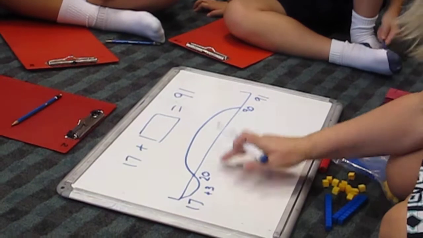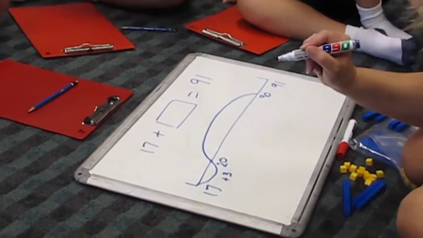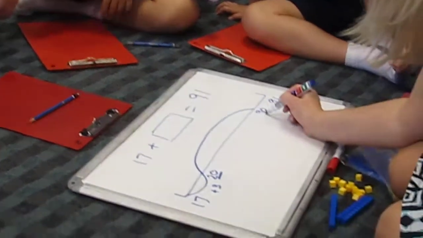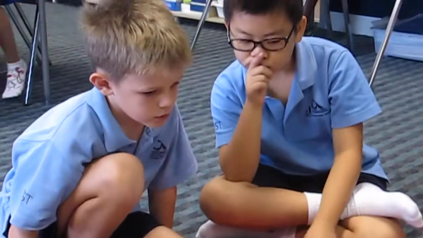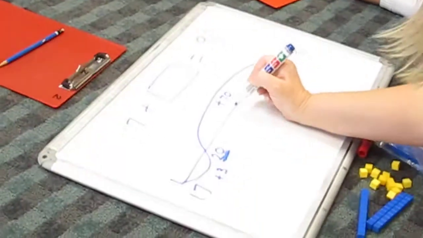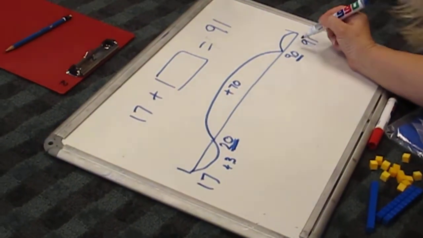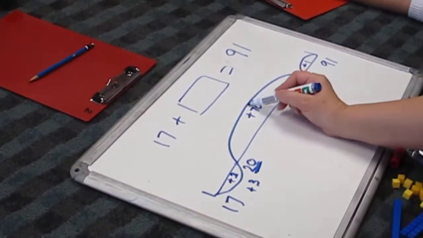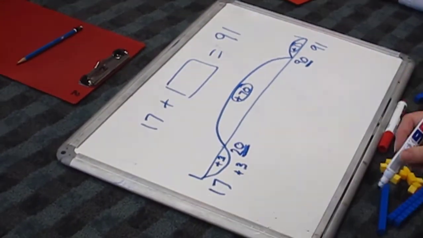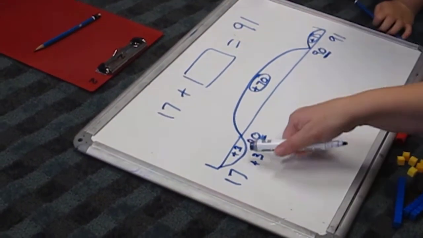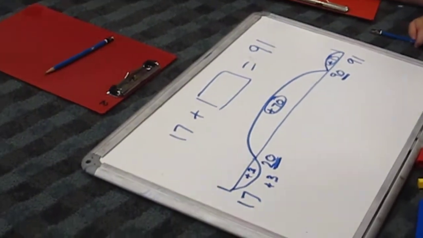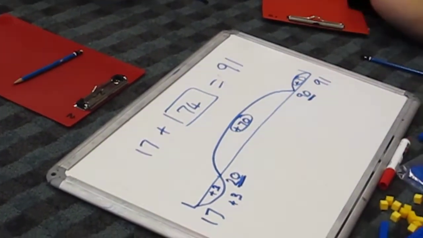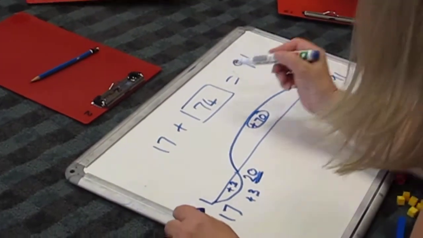How many do we need to add to get from 20 to 90? Toby? So this is 2 10s and this is 9 10s. Okay, so we have to add 70. And then to get from 90 to 91, Ava? Plus 1. So we added 3, we added 70, and we added 1. So how many did we add all together, B? 70, and 3, and 1. 74. Can you give me a strategy to check that one then, Liang Lang?